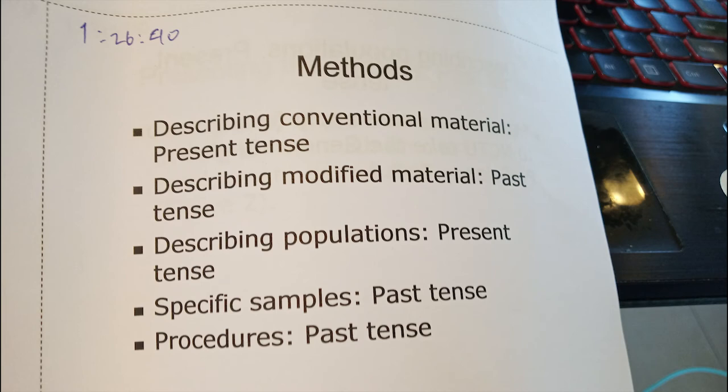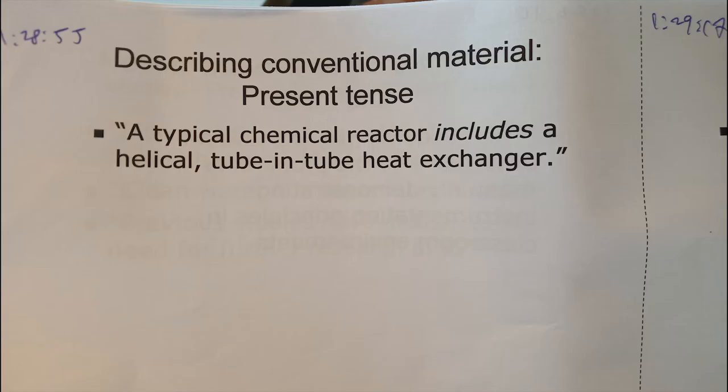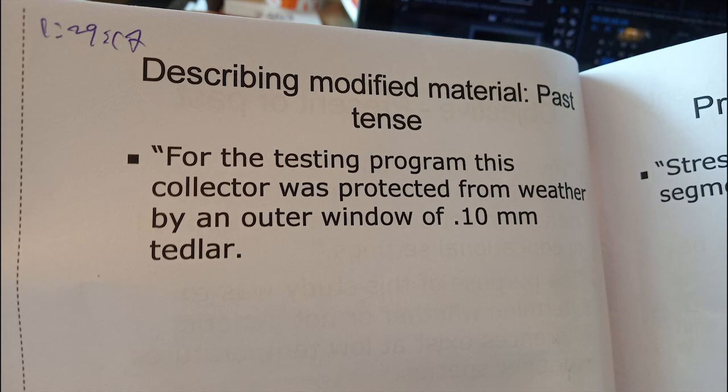Here's an example of the untouched or conventional material. A typical chemical reactor includes, this is before I touch it, all right? This is the typical one, the untouched one. Present tense, includes. But when I touch it, it's mine, and I will use past tense. For the testing program, this collector was, past tense, was protected. I did.